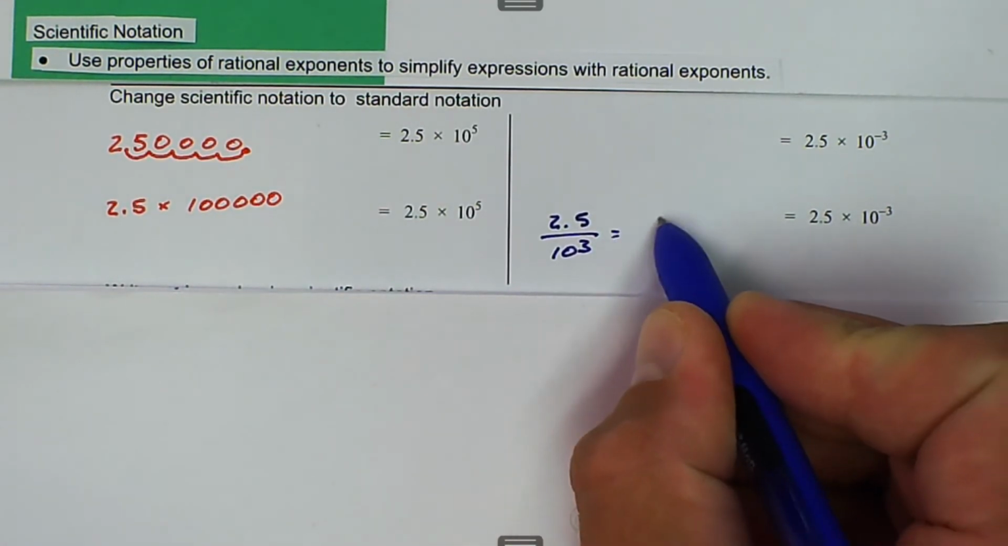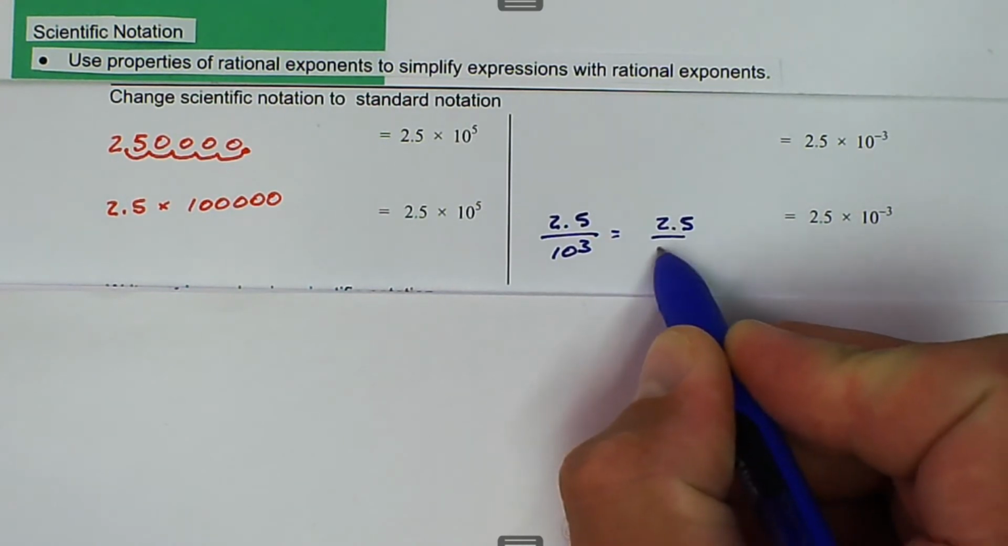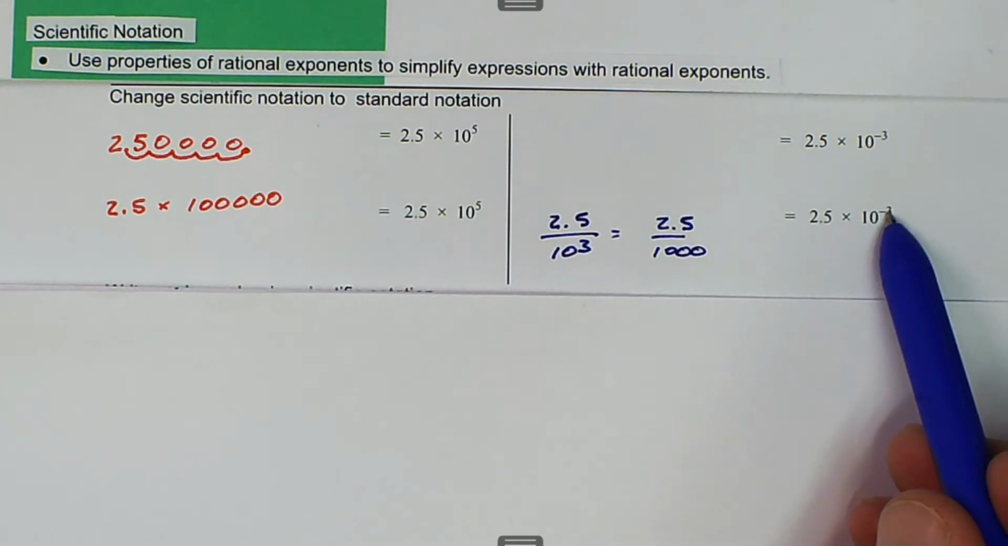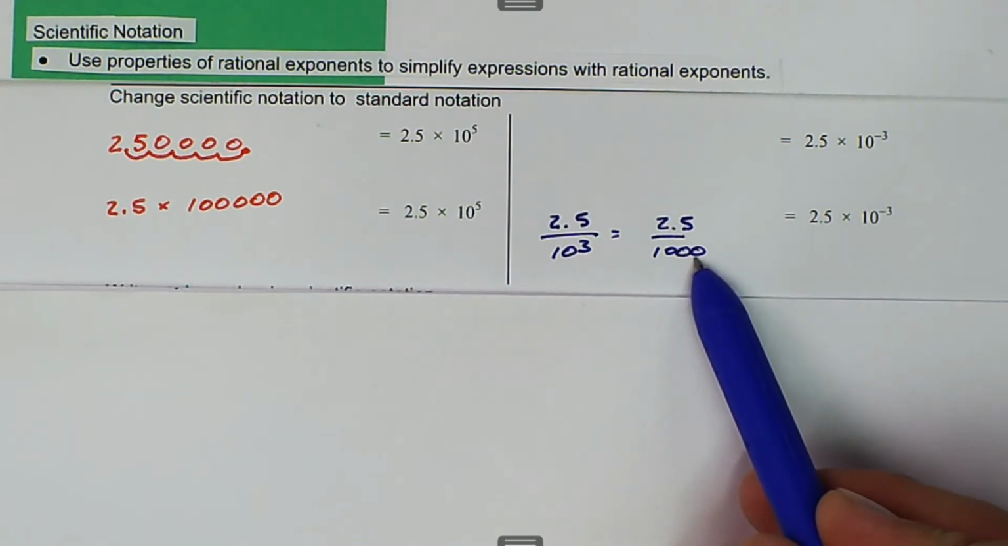So another way we can think of that is 2.5 divided by 1,000. Because that's the negative exponent rule: if we have a negative exponent, we can move it to the denominator as positive.